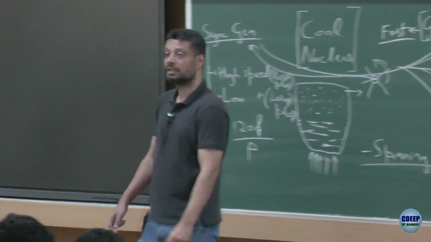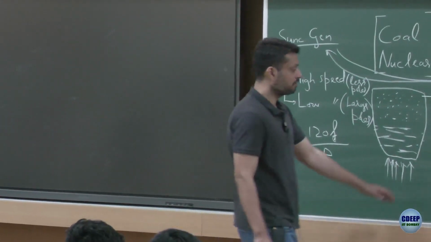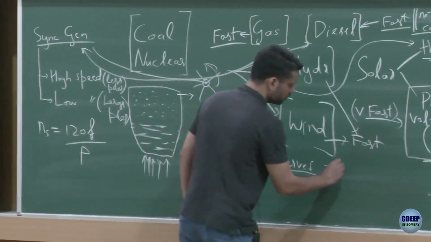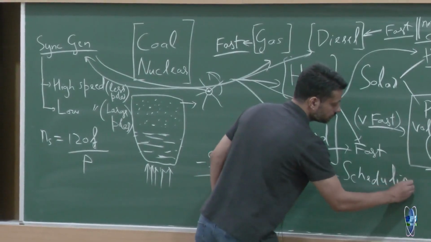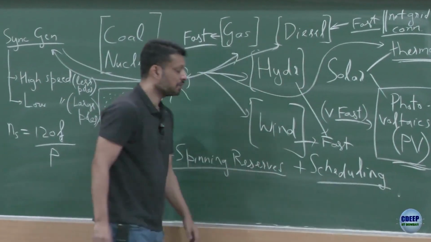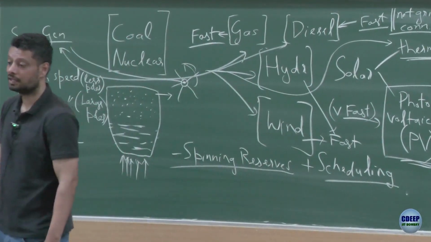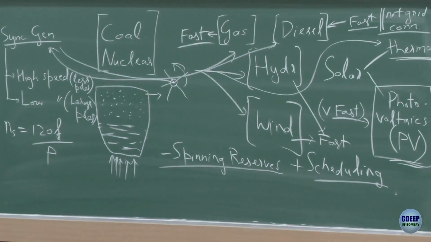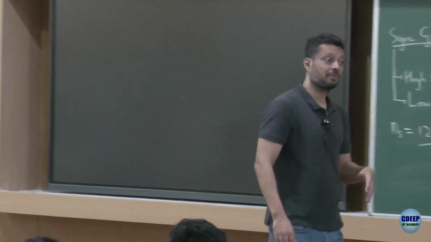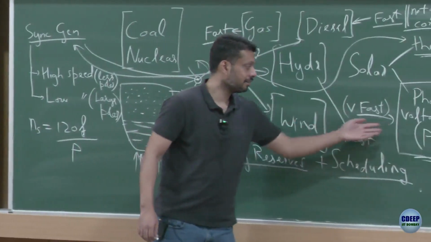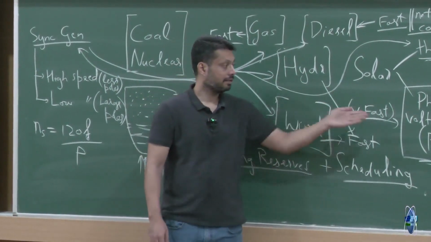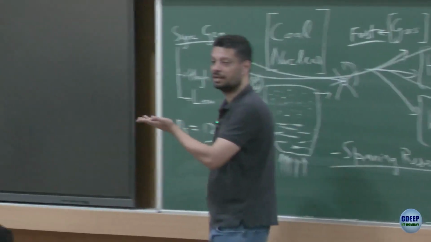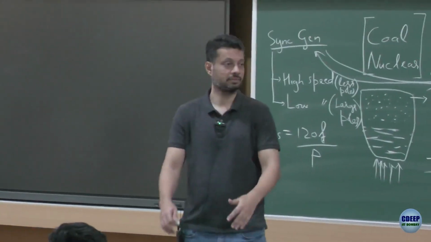Any other question here? Okay. So you have spinning reserves plus you can do scheduling. But now the problem is, earlier most of the loads were relatively predictable. Now you have loads which are highly unpredictable. On top of that, now you have generation which is really unpredictable, right? Solar, suddenly a cloud cover comes in and then power just goes down, right?